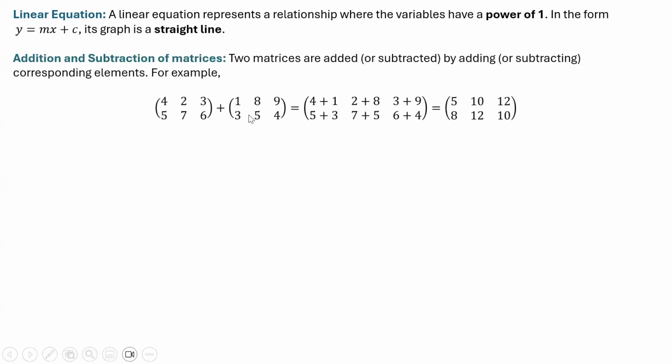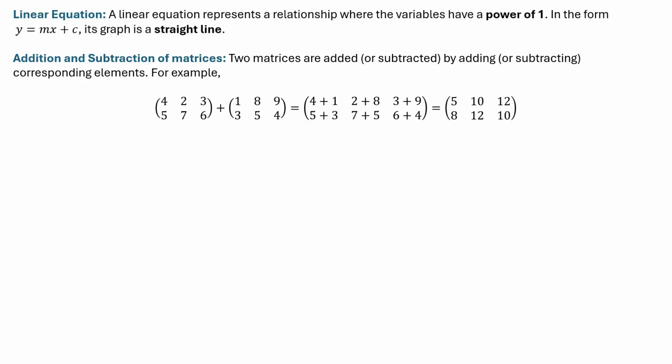So why do you need to learn linear equations in order to learn matrices? Basically, matrices work with simultaneous equations, and you need to understand linear equations first in order to solve those simultaneous equations.